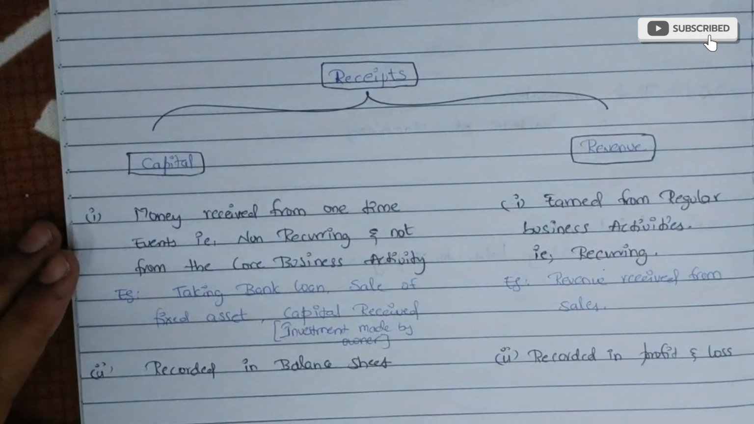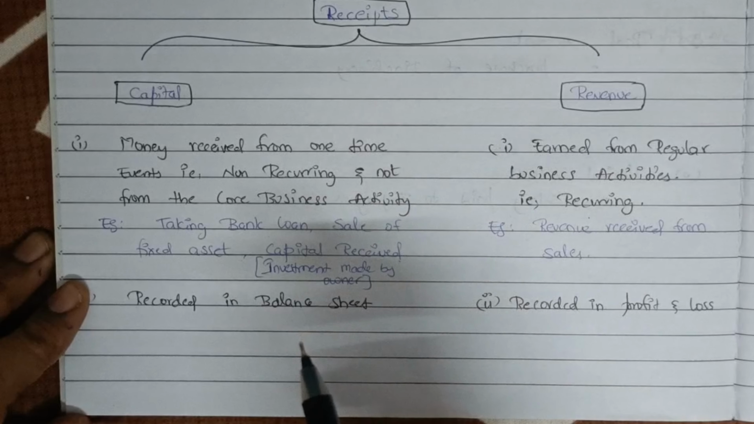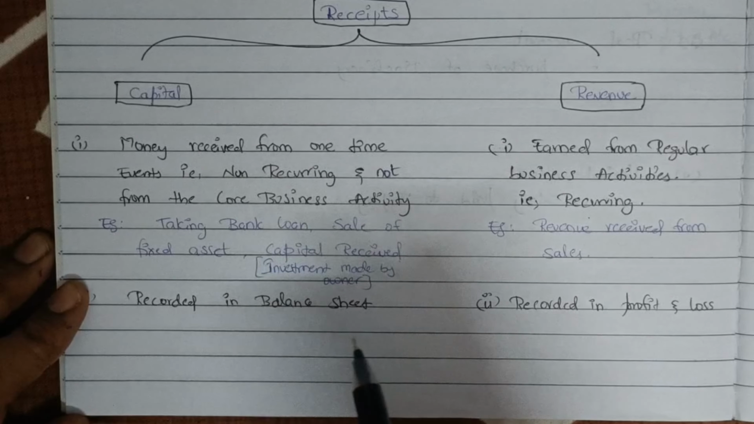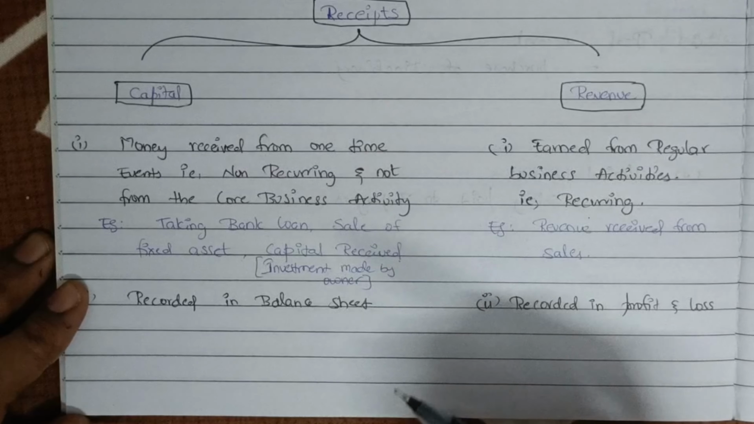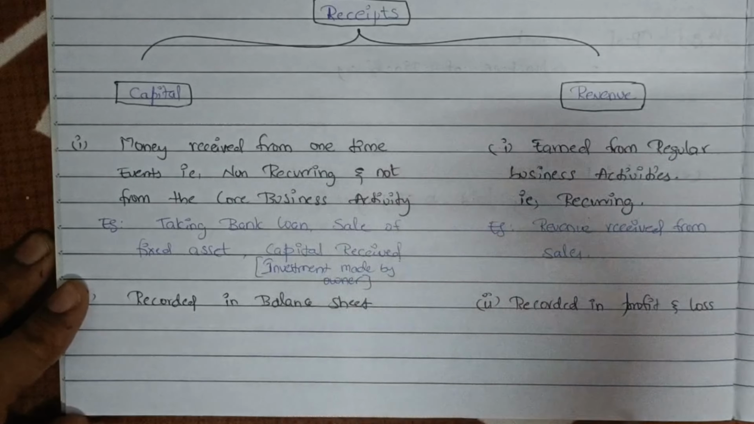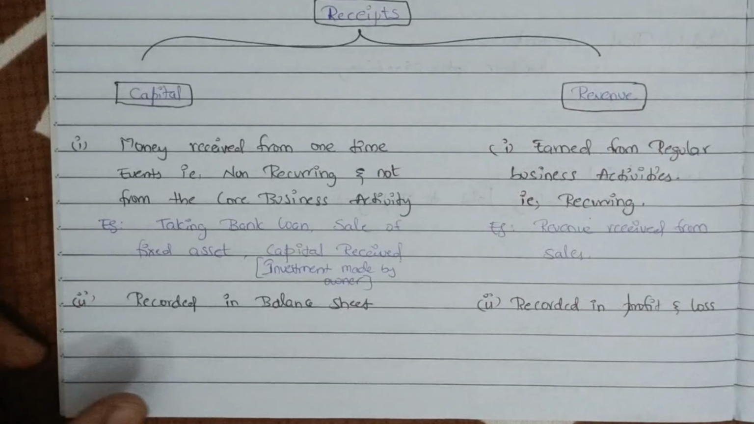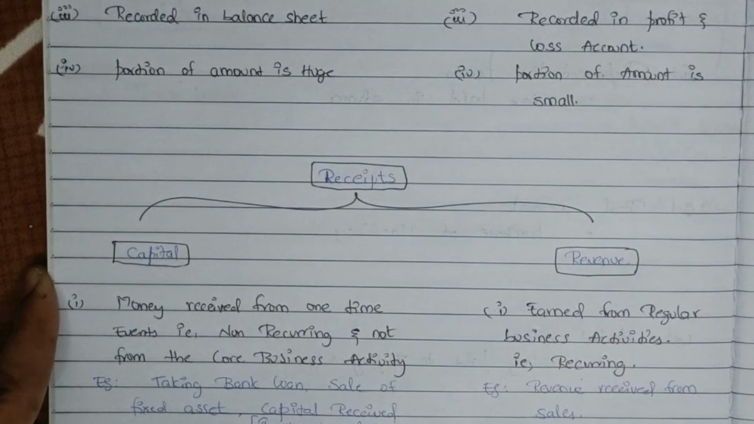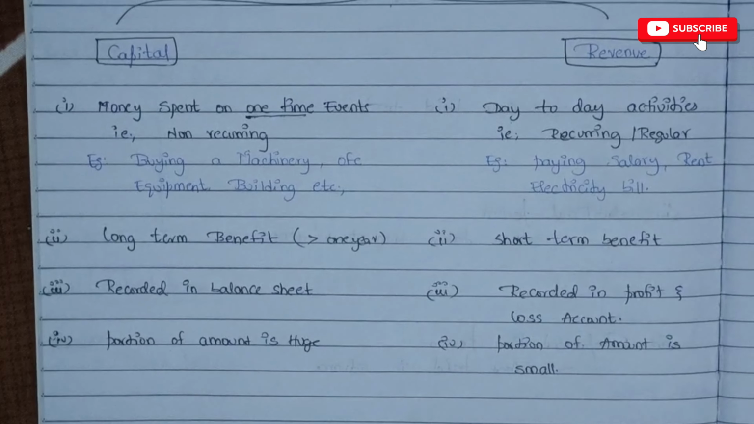Same as expenditure, receipts are of two types, capital and revenue. Capital receipts are money received from one-time events and not from our main business or core business, and will be recorded in the balance sheet. Revenue receipts are the earnings we receive from our main business activity and are shown in the profit and loss account. So differentiating capital and revenue expenditure is important to give the correct financial position, right?